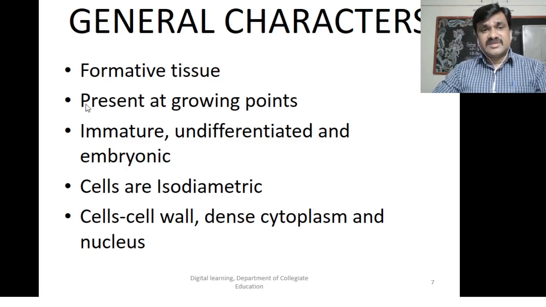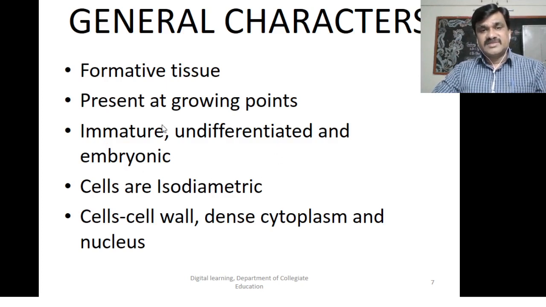Okay. Then the second character: the meristem is present at growing points. Because it is a formative tissue, the meristems are present at growing points of the plant body. What are the growing points here? Shoot tip and root tip, they are the growing points. Shoot apical meristem and root apical meristem, we are saying. So root tip and shoot tip show the meristematic tissue, and also the tip of branches. So you can see the meristematic tissue.